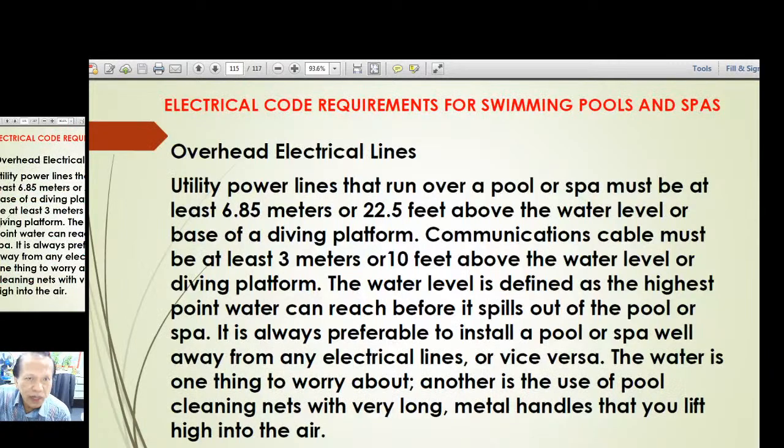Okay, overhead electrical lines. We should not allow any overhead line traversing above the pool or water tank. Utility power lines that run over a pool or spa must be at least 6.85 meters or 22.5 feet above the water level or base of the diving platform. Communications cable must be at least 3 meters or 10 feet above the water. So it is better if you do not allow any; if you construct a pool, there should be no electrical line above the pool.